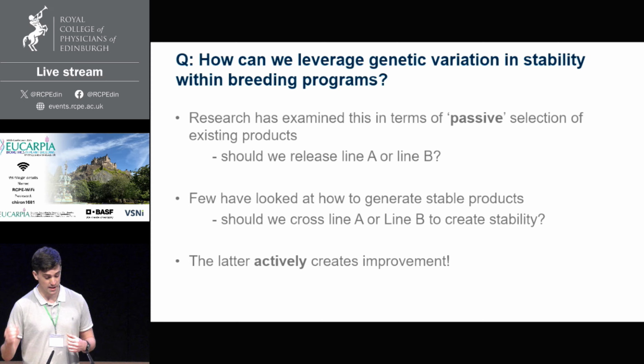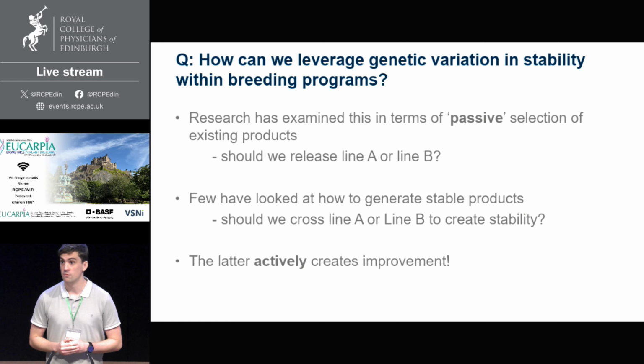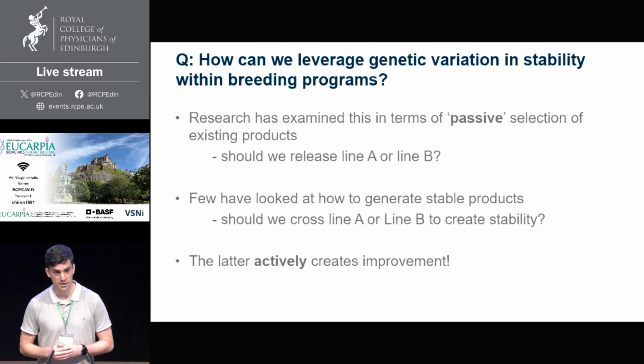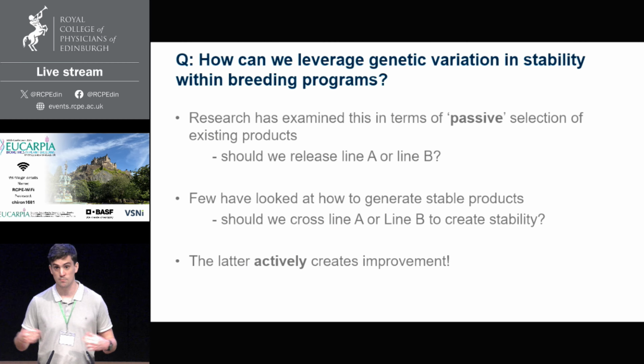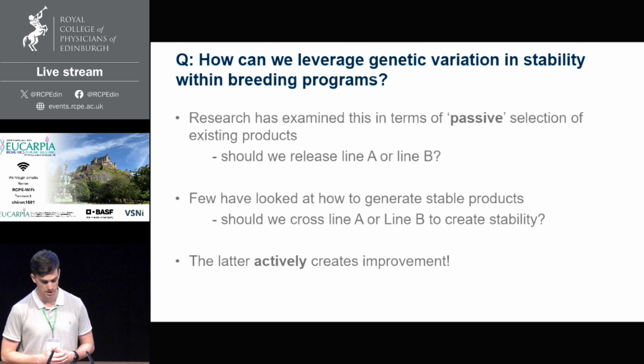But there's been very little research in terms of how we can actually generate stable products. That's more thinking about which genotypes I should cross, line A with line B, in order to create high-performing and stable products. And really, if you think about what breeding programs do, we're in the business of actively making crosses and creating improvements. So this is something that deserves some attention.